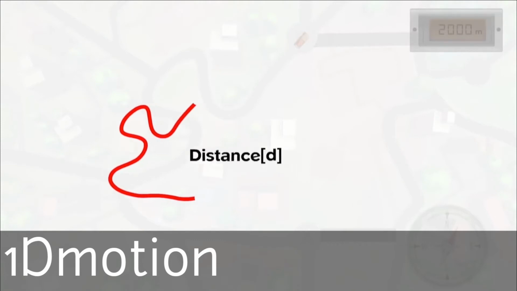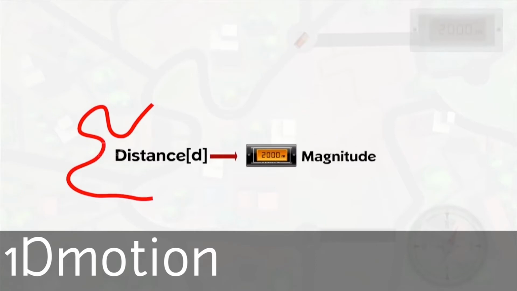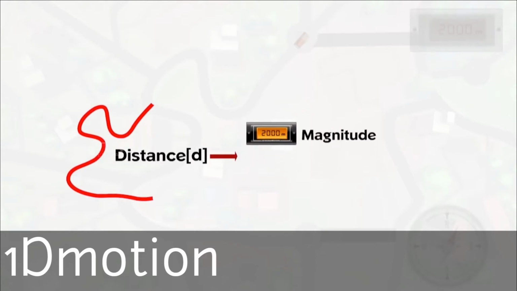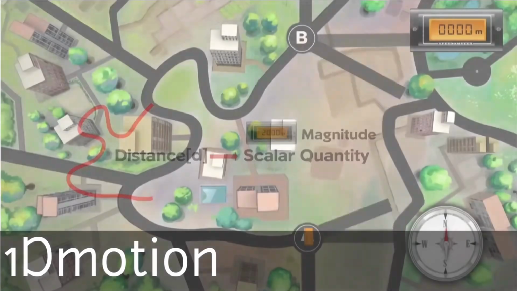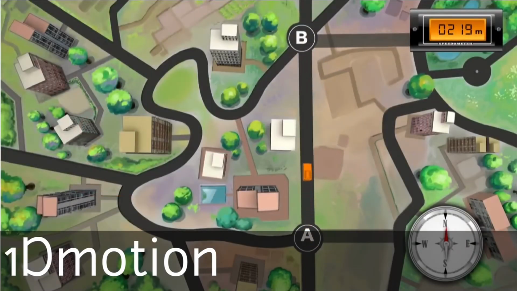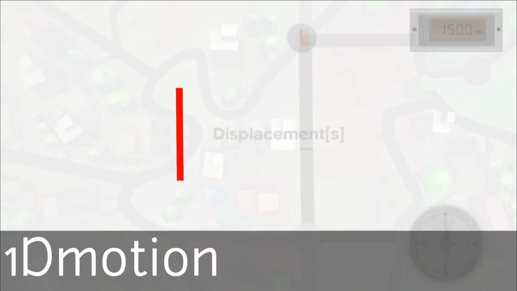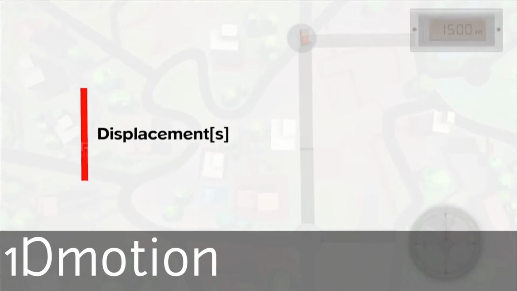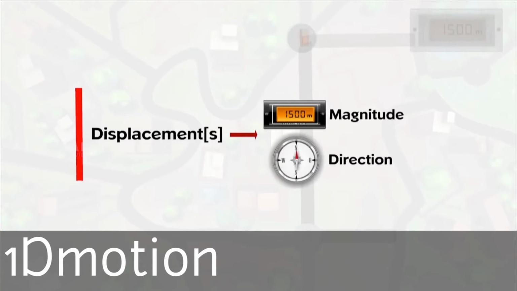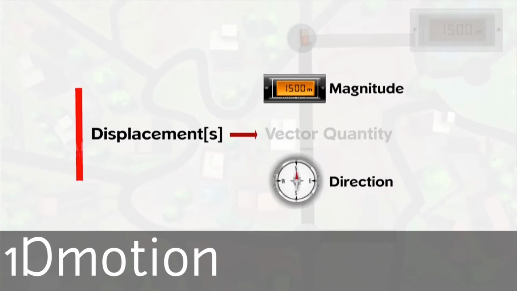Here the moving body has only magnitude, no direction, and hence distance is a scalar quantity. Now, let us consider that there is an alternate route which takes the bus to destination B in the shortest distance, that is 1500 meters. The straight distance between the initial and the final positions of a moving body in a particular direction is called its displacement. Here, the moving body has magnitude and direction. Hence, displacement is a vector quantity.